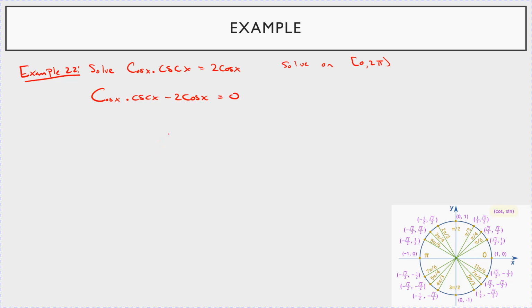How are you going to solve this? Well, factor out a cosine. This is awesome when you do this: cosine of x times cosecant of x minus 2 is equal to 0. Look what's going on here. You have something times something equals 0. So you either have cosine of x is equal to 0 or cosecant of x minus 2 is equal to 0. This one's pretty straightforward. When does cosine of x equal 0? That's pi over 2 and 3 pi over 2.